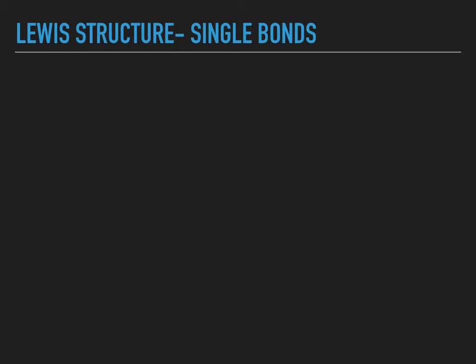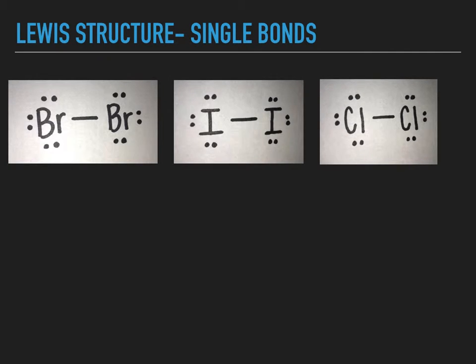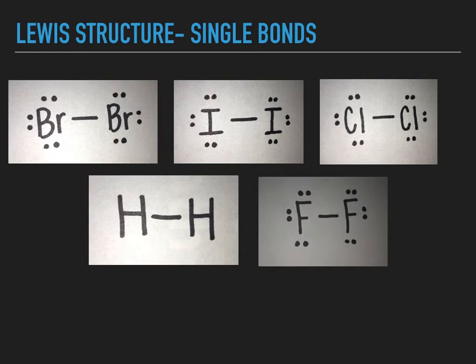When drawing the Lewis structures for these elements, there are different types of bonds. First, we have single bonds, and this is seen in the diatomic molecules chlorine, bromine, iodine, hydrogen, and fluorine. Each molecule has 1 pair of shared electrons and 3 pairs of unshared electrons. Hydrogen doesn't have any pairs of unshared electrons because it satisfies the duet rule instead of the octet rule.